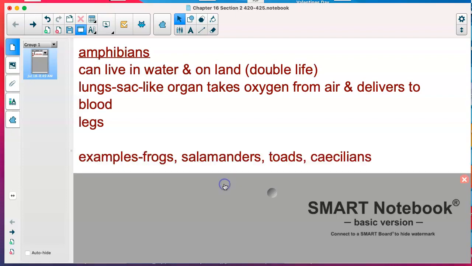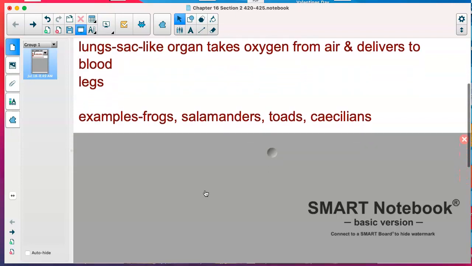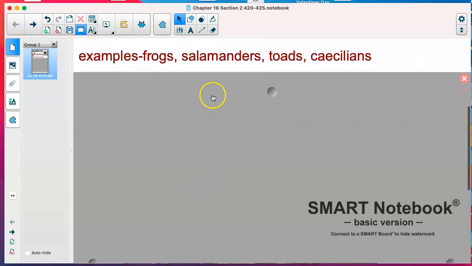So some examples, and if we made a concept map, we would include frogs and toads, salamanders, and caecilians. A lot of times people group frogs and toads together, and salamanders and caecilians. And within these groups, of course, we have many, many different species.